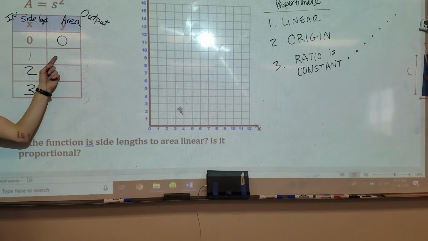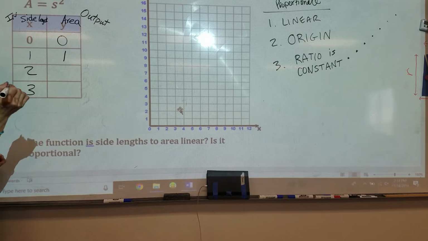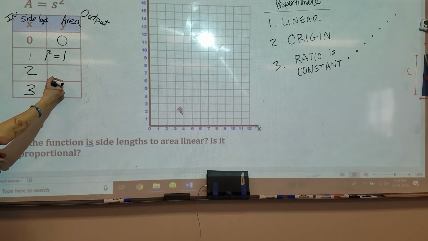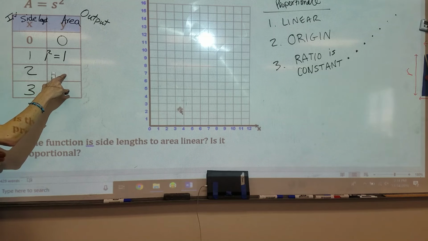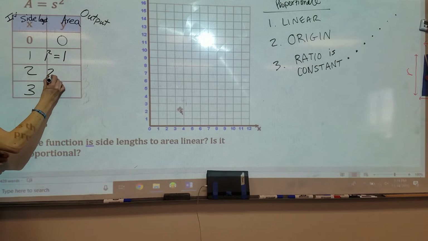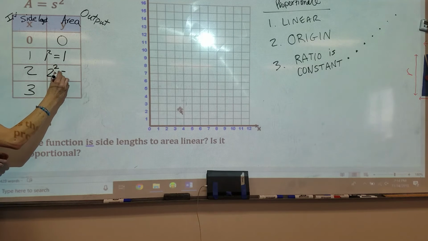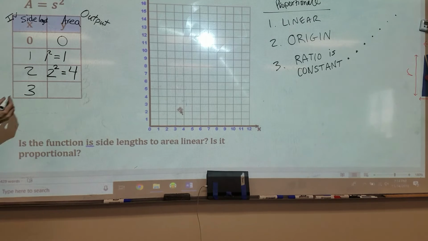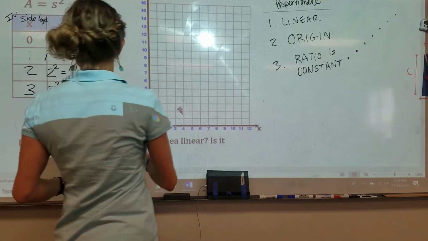If my side length is 1, what's my area? Colin? 1, because 1 squared is 1. Rachel, this one. Formula for area is side length squared. My side length is 2. 2 squared, which is 4. Okay, good. Hopefully we're all together. Michelle, what's my next one? 3 squared, which is 9. There it is. Here's some ordered pairs. Let's graph them and see what we get.